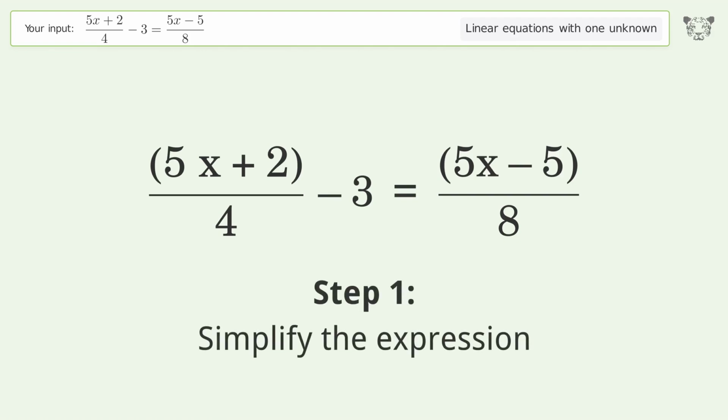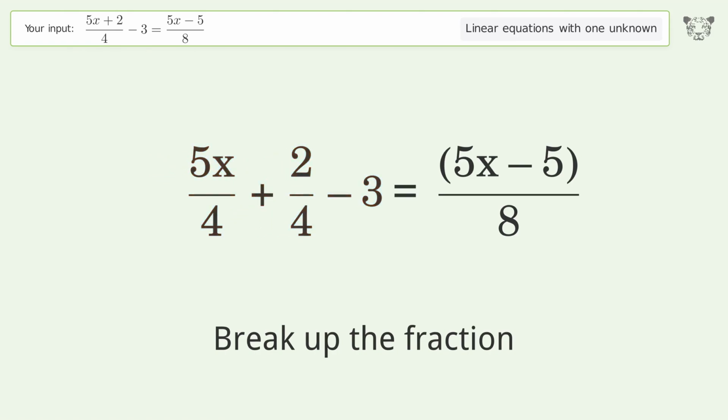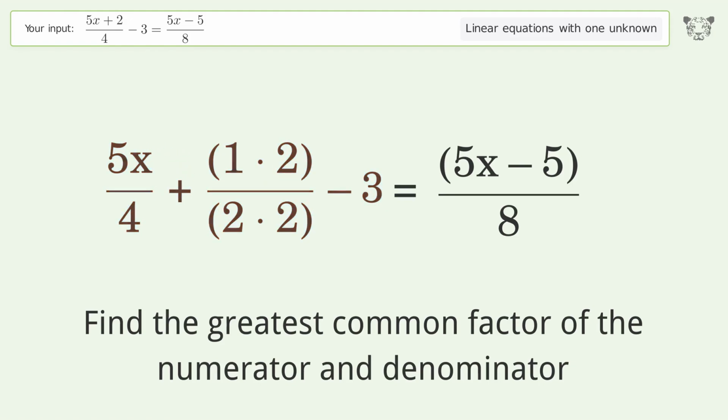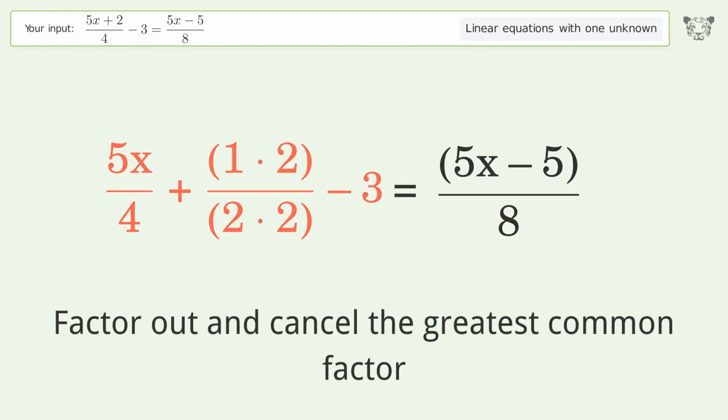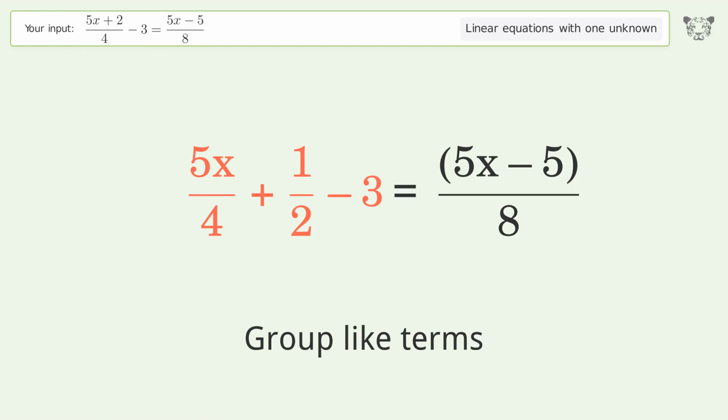Simplify the expression. Break up the fraction. Find the greatest common factor of the numerator and denominator. Factor out and cancel the greatest common factor. Group like terms.